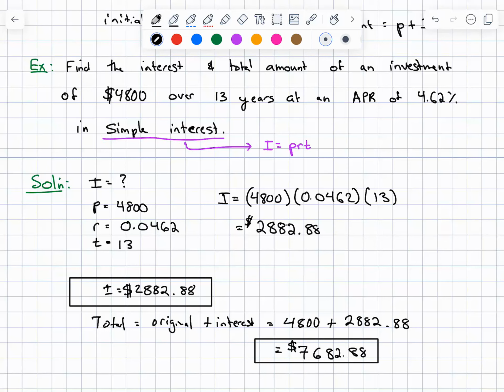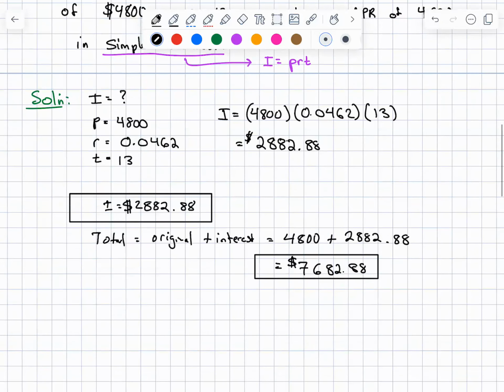So it only gives us the interest. So if we need to find the total amount, we just take the initial investment and add the interest on top of it. Now that formula, I equals PRT. As we see in this problem, all four of those things are different variables, so we can solve for different ones. Here, we didn't need to do any moving. We just needed to plug in the numbers, multiply them together, and we got the answer. But here's an example of one that's not like that.